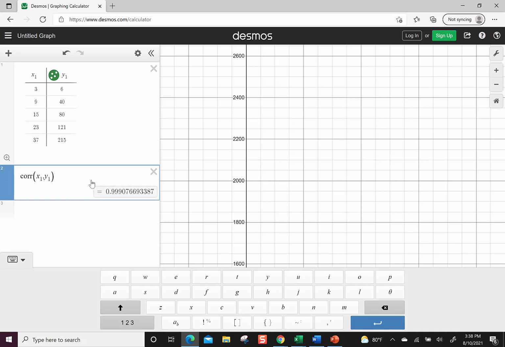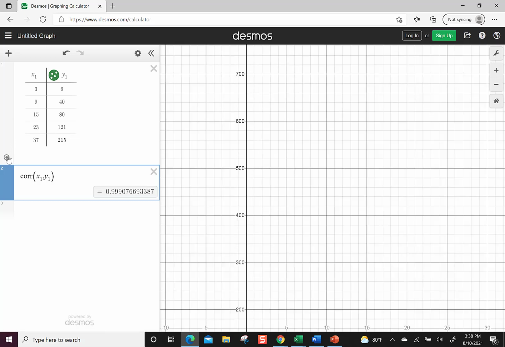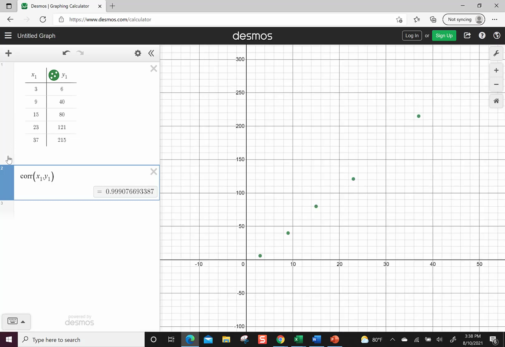So now they've looked at the relationship between these two numbers, and the value that I got out was 0.999. That's a great correlation. It's really close. If I hit the zoom fit, you could see those numbers and it looks linear.